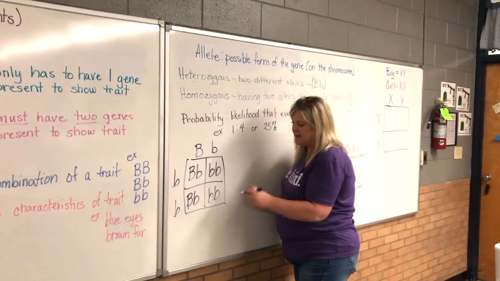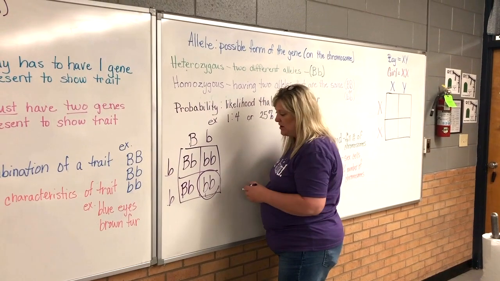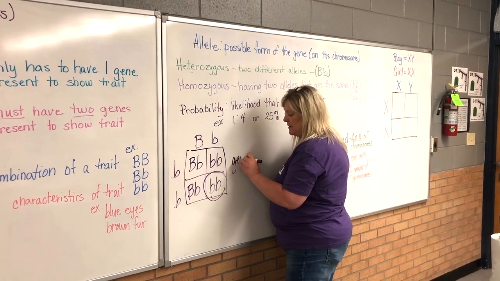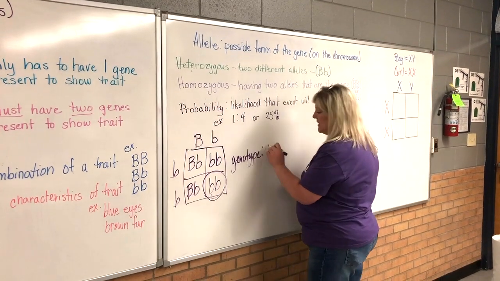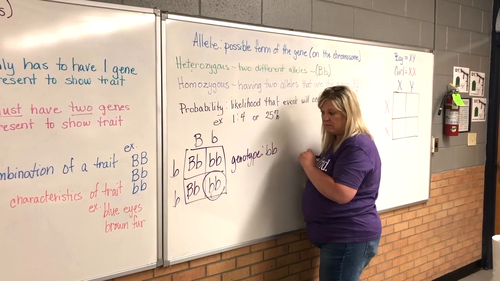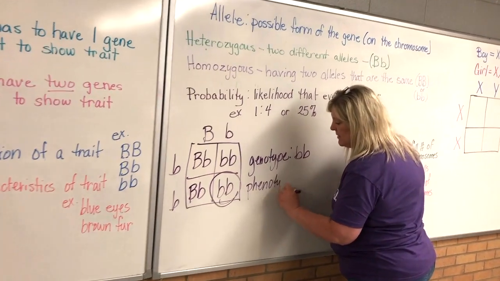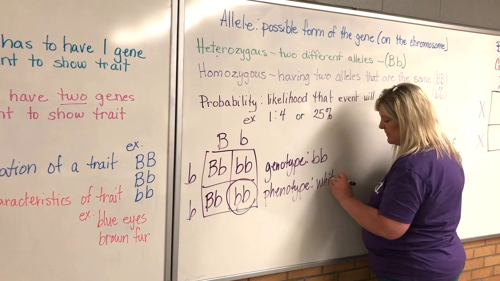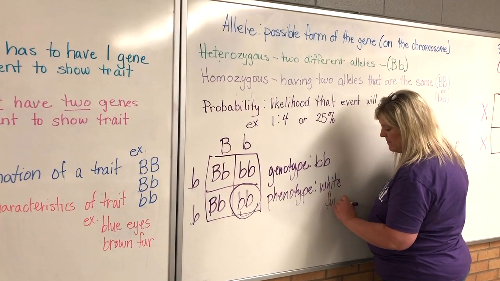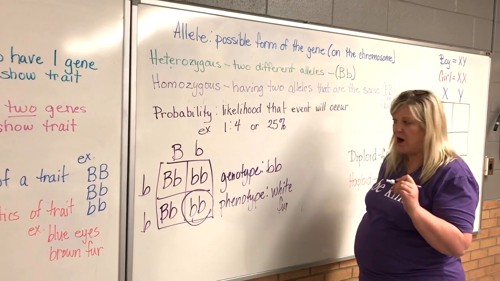So I want to look at this one right here. What is his genotype? Genotype is BB. Phenotype, what shows up? White fur. Got it? Hope so. All right.